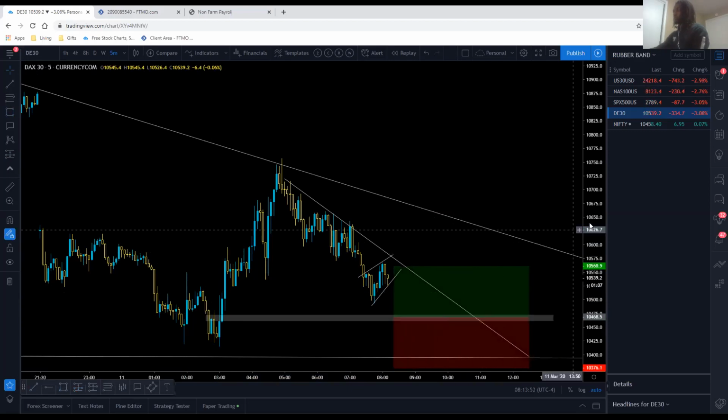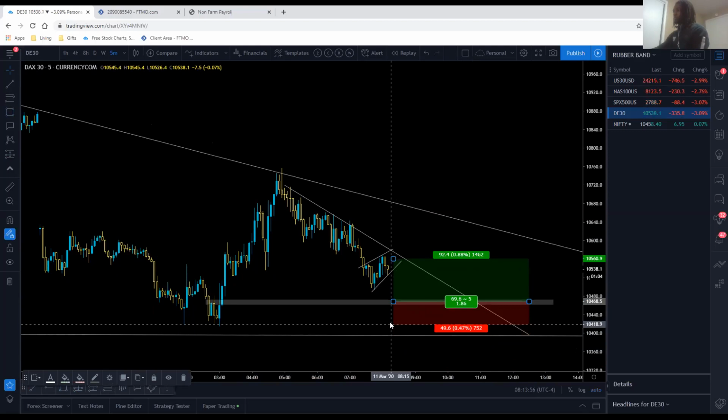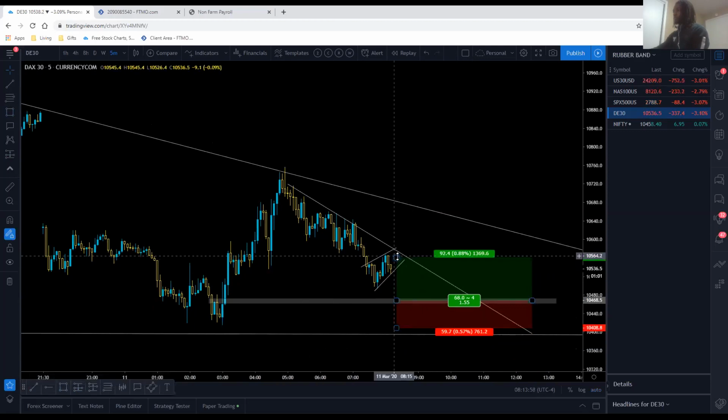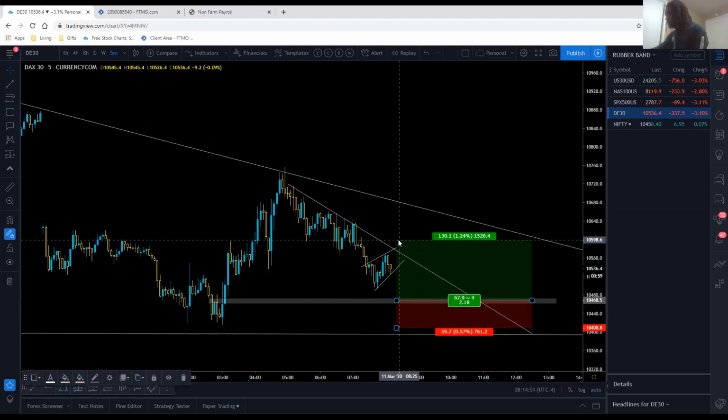Know how much you're risking on every single trade. Instead of 1%, go for 2% here.